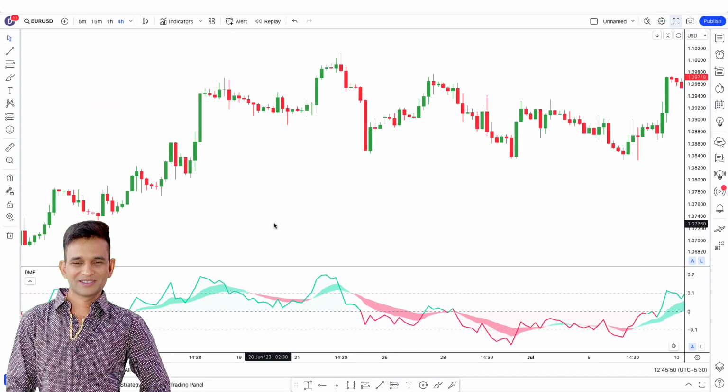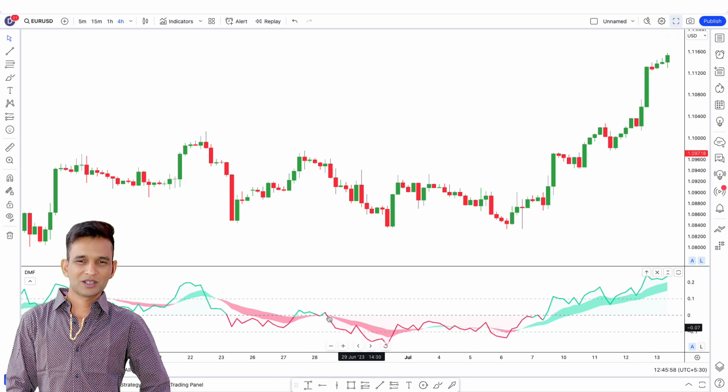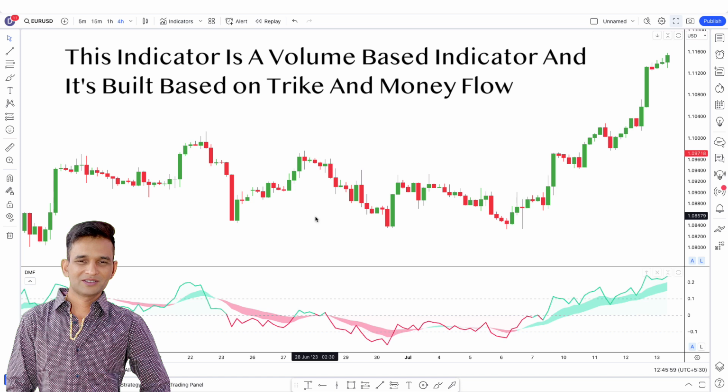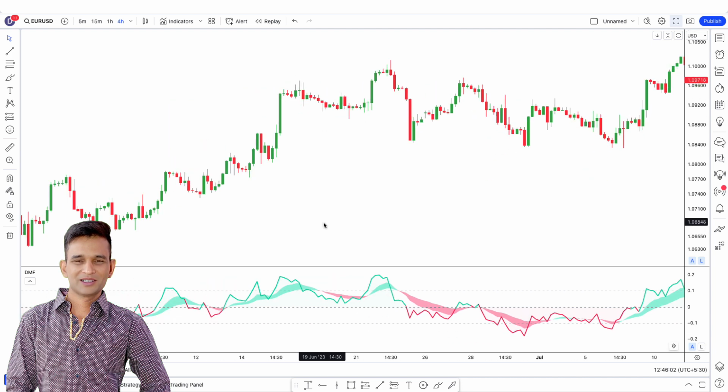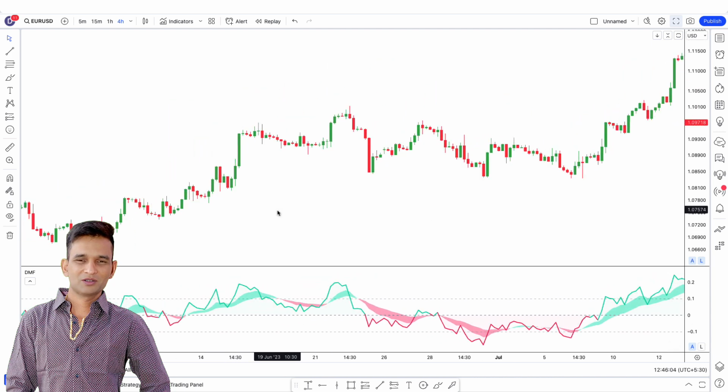And as you can see, it's in the form of an oscillator that is moving above and below the center line, which is 0. This indicator is a volume-based indicator and it's built based on Chaikin Money Flow. But it has some improvements and new features and it performs better than Chaikin Money Flow.